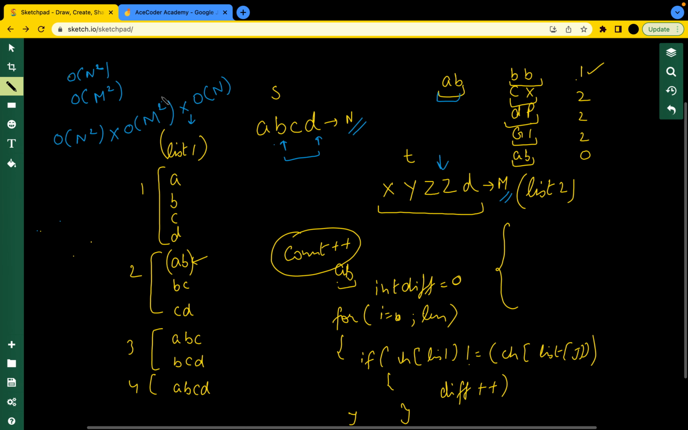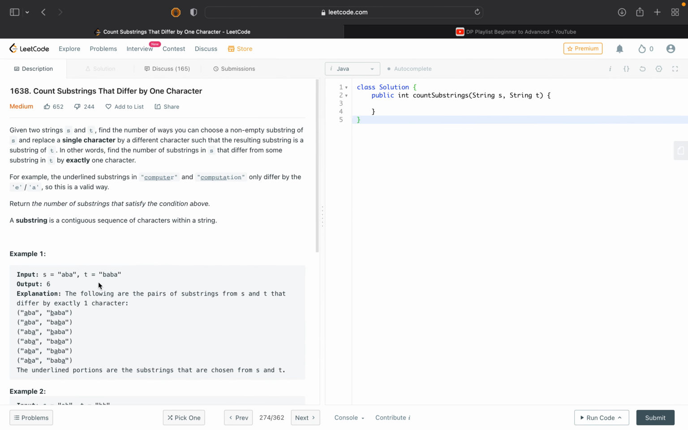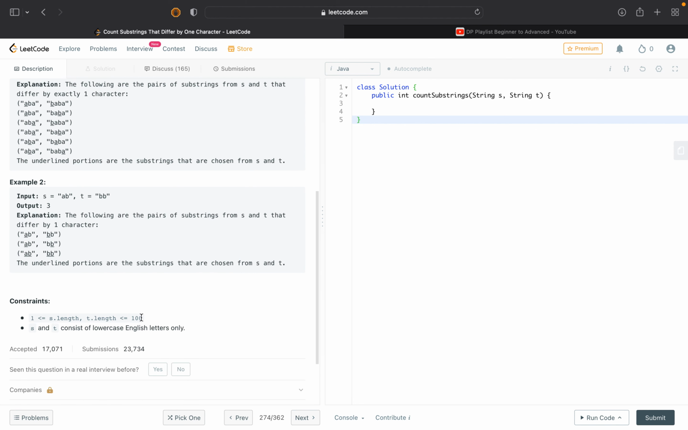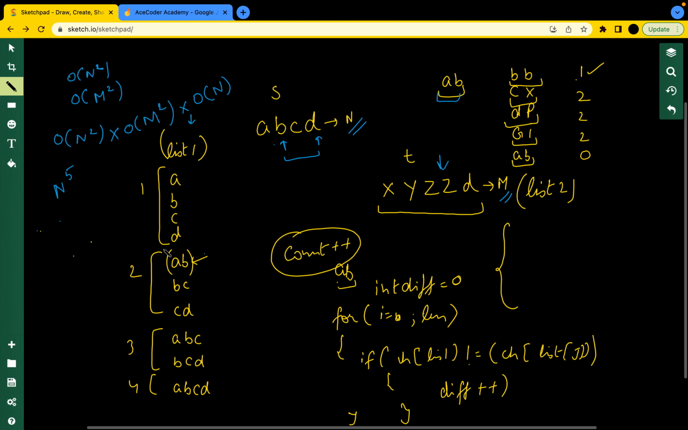So we clearly see that in case m and n are equal, this comes out to be n to the power 5. So let's see what the constraints for this problem are. The constraints are that we are given s as 100 in the worst case, and t as well as 100. So basically 10 to the power 2 to the power 5, which comes out to be 10 to the power 10.